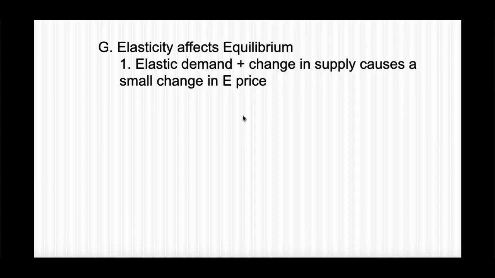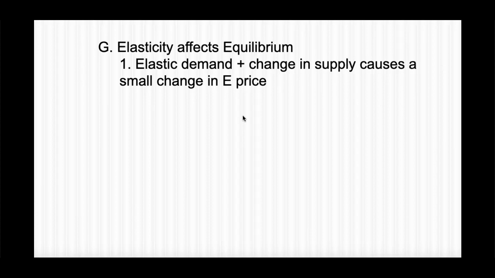So first thing is that we have to talk about when something has an elastic demand and there's a change in supply. It's going to cause a very small change in equilibrium price. So first off, let's pick this apart. Elastic demand. What does it mean to have an elastic demand? Well, if we have elastic demand, that means that we are very sensitive to a change in price, so these are going to be things that you're going to price check around for. You're going to go price shopping and make sure you're getting the best deal.